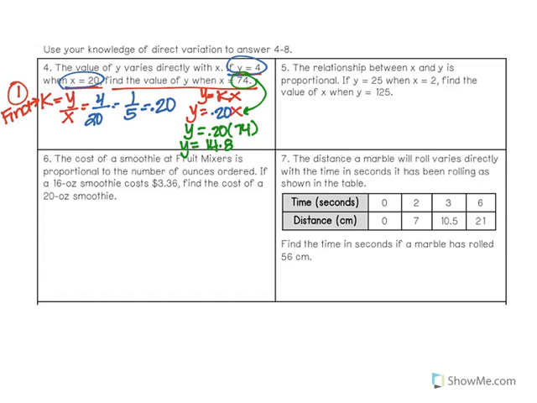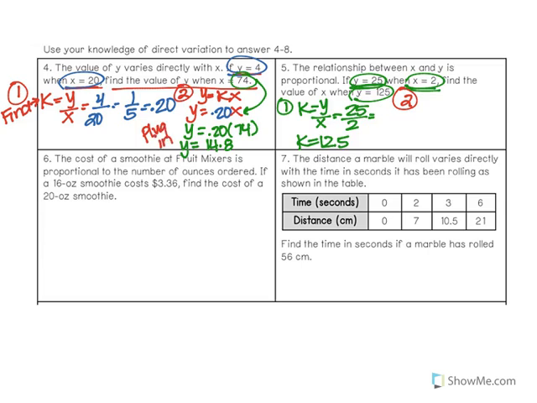The relationship between x and y is proportional. If y is 25 and x is 2, find the value of x when y is 125. So again, we're going to start with finding k first. So step 1 is find k, which is y over x. We have this one and this one, so that would be 25 over 2. And then that simplifies down to 12.5. So k is equal to 12.5. Step 2, which we did over here, was plug in.